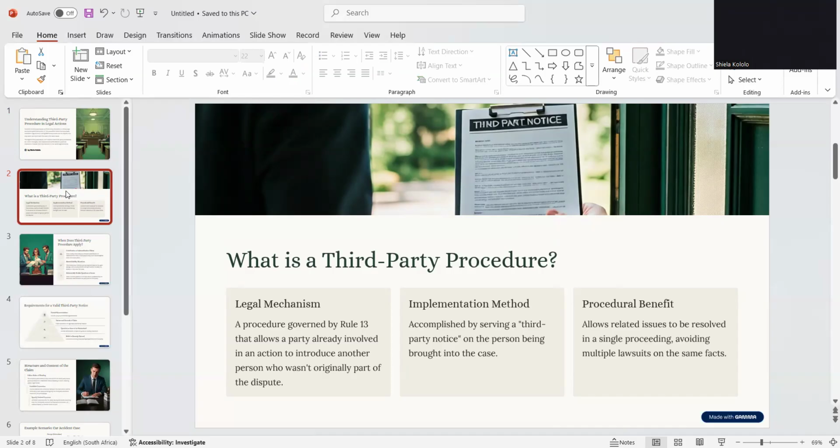As I have mentioned, it is governed by Rule 13. So let's say we did not include this person when we instituted the proceedings. The person was not party to the dispute, but then mid-dispute, we are like, let's bring in this person. No, this person must also be held accountable, right? And then how do we do this? We do this by serving a third party notice on the person being brought into the case.